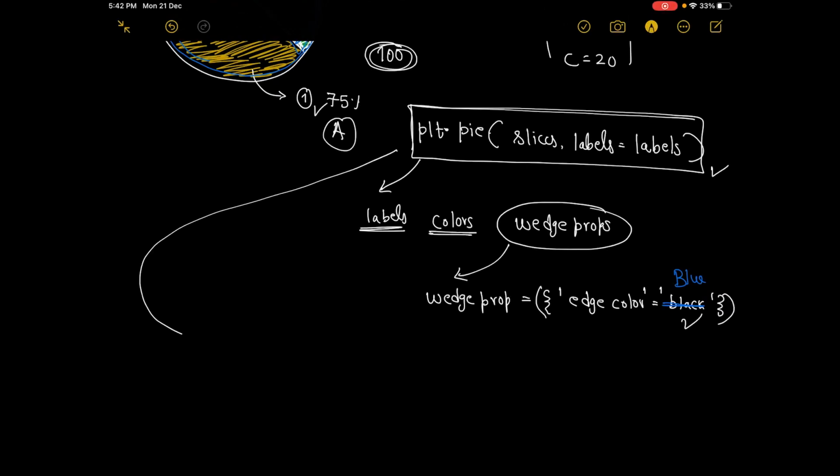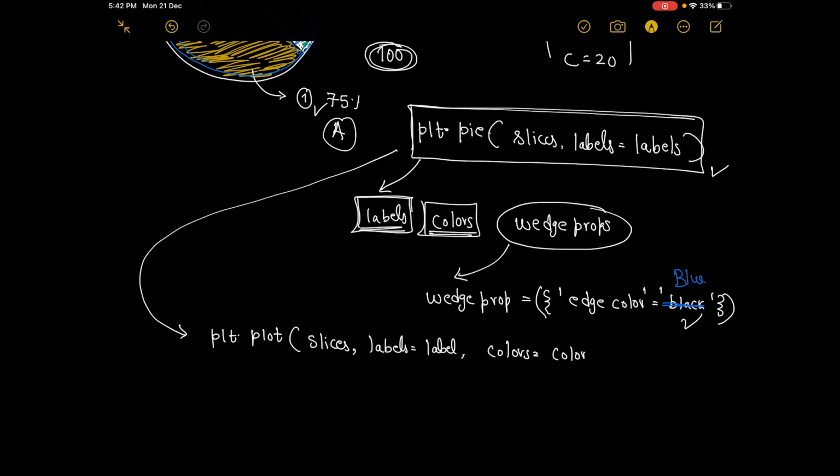Now in the same plt command, you can pass the colors as well. So plt dot pie, and inside this you can pass the slices, you can pass the labels as label because you're using the same variable, you can pass the colors as color, whatever color you want to use. For that, we are using two different lists in Python. So your label here and the color here will be contained in two different lists.